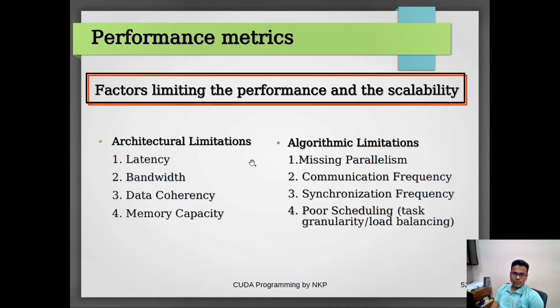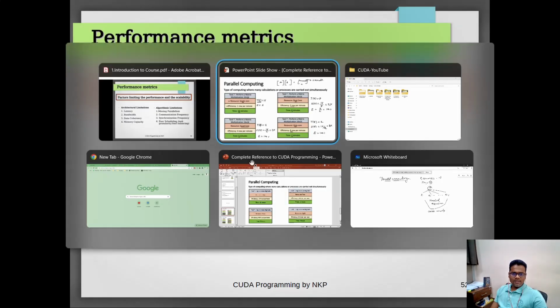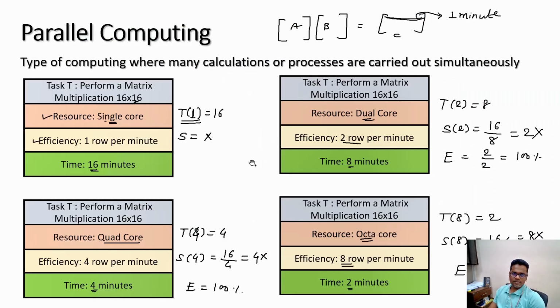Poor scheduling can also be a limiting factor. What do I mean by poor scheduling? If we take the example we visited previously, and the task is to be divided between two cores, we can expect the first 8 rows to be performed by core number 1, and the next 8 rows to be performed by core number 2. That is our assumption.